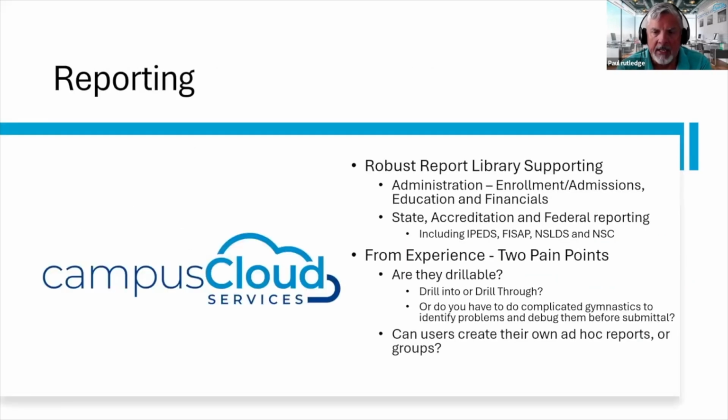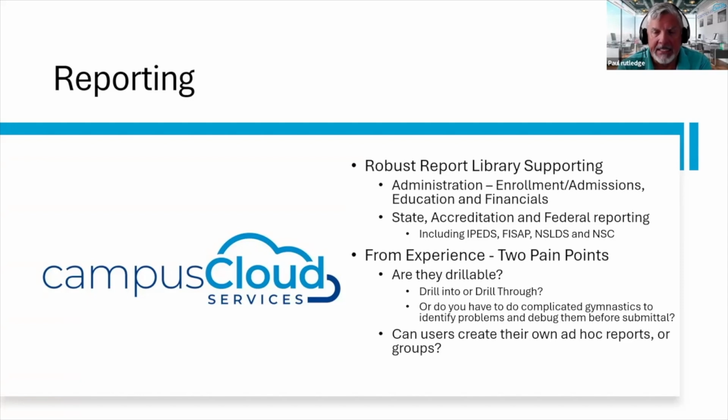Well, we wanted to give you an idea of how easy it is with our system. First off, we have a robust reporting library. I showed you the menu before, but we have it by department. So you have your admissions, you have your education, and we have all of your state, accreditation, and federal reporting. We know how to spell IPEDS. We know how to spell PhysApp. We know how to spell NSLDS. So the key is all of your institutional reporting is in there, and is it all pulling from reliably updated data, right?